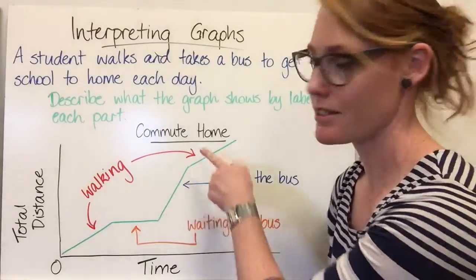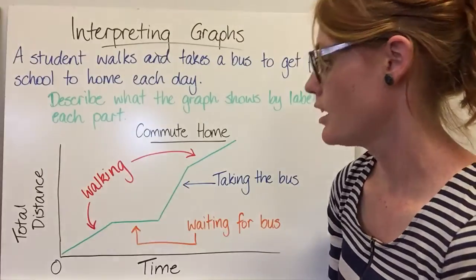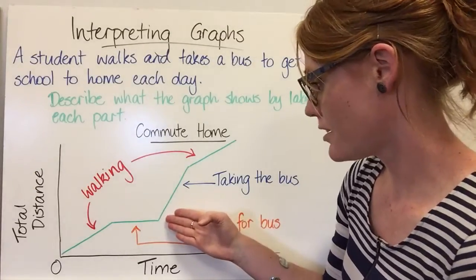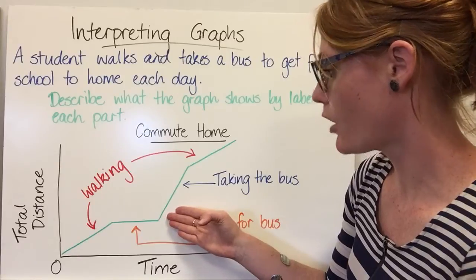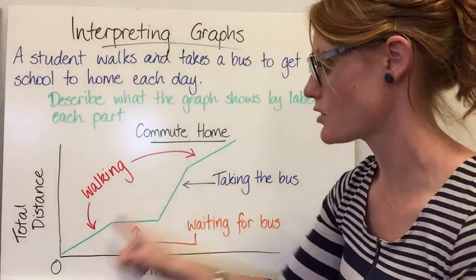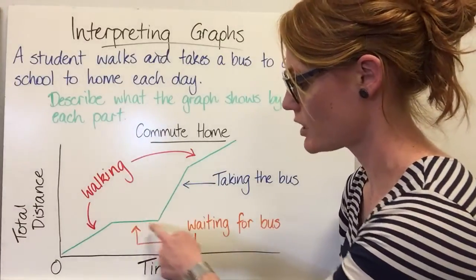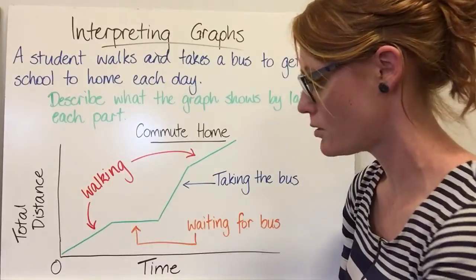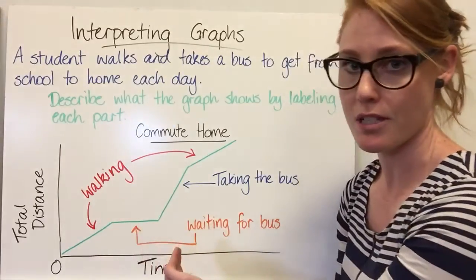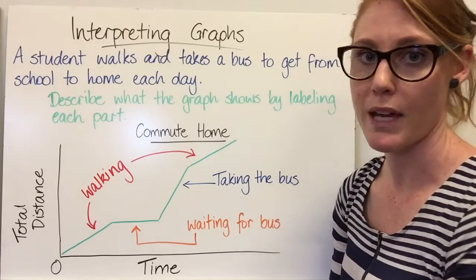This sharp increase in distance traveled must be happening while the student is taking the bus. We know that because it's traveling a greater distance over a shorter amount of time compared to the sections when the student is walking. And then this flat section here where our graph plateaus, where time continues to pass by but no distance is traveled, must be when the student is waiting for the bus.